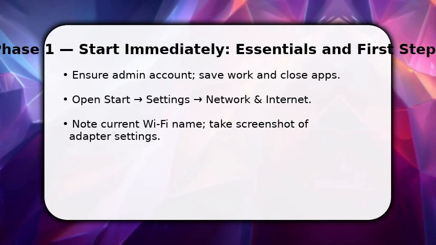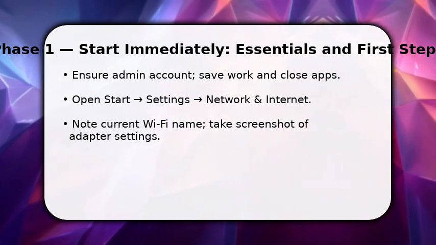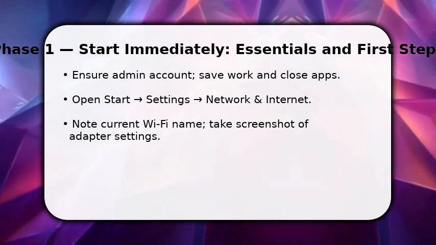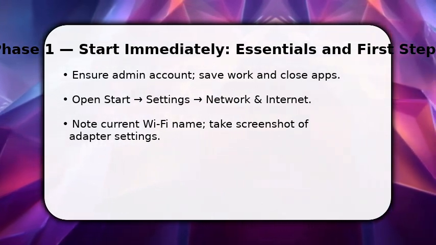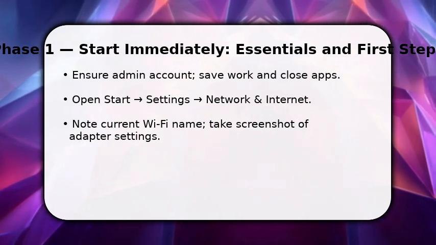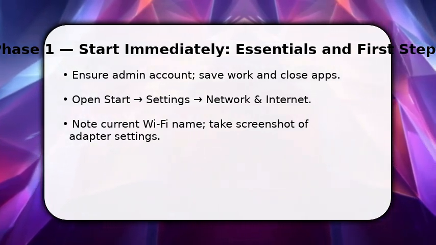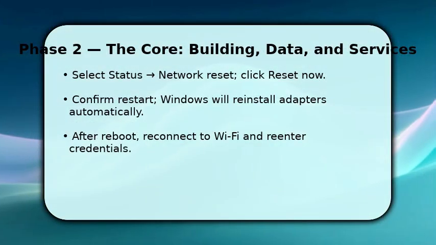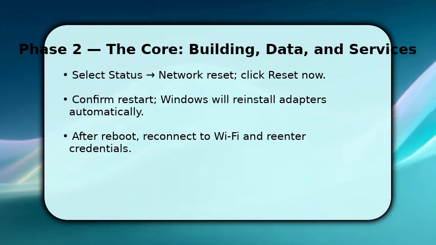Once done, click Status on the left to confirm current connectivity. Make sure to note any VPN or proxy settings, since the reset will remove them, and you may need to reconfigure. You proceed to Status, scroll down to Network Reset, and click Reset Now. This triggers Windows to uninstall and reinstall network adapters and set networking components back to defaults.